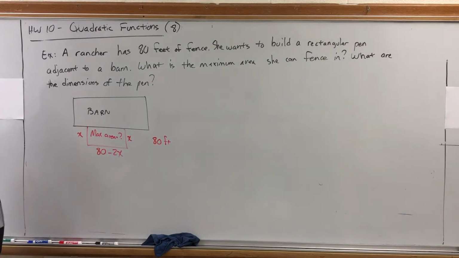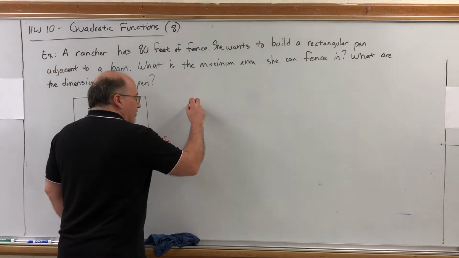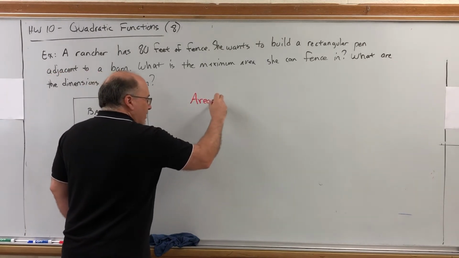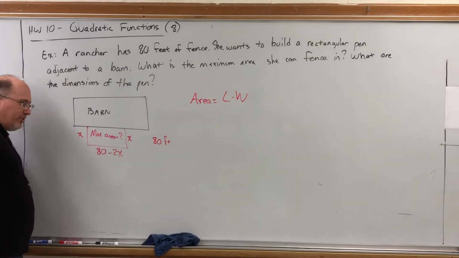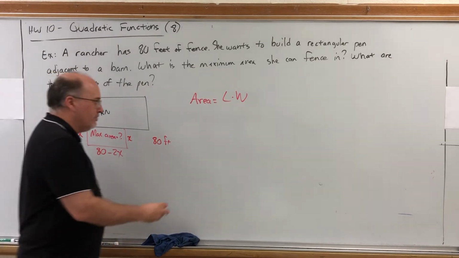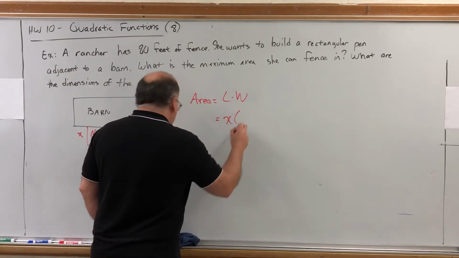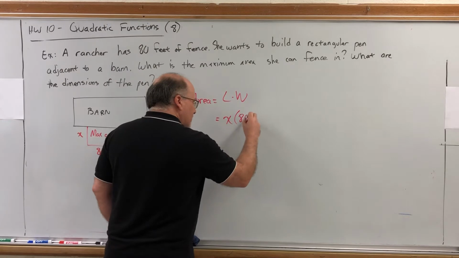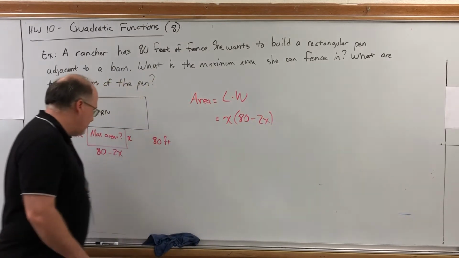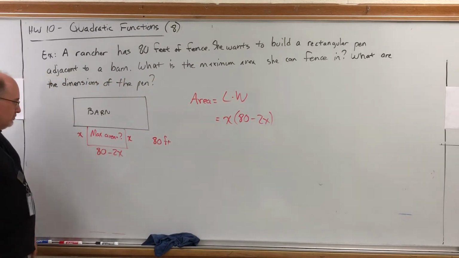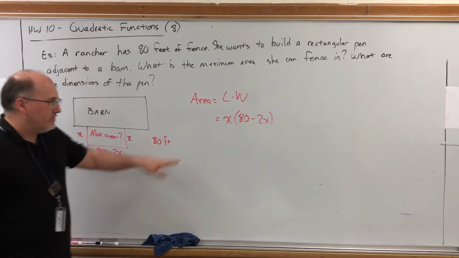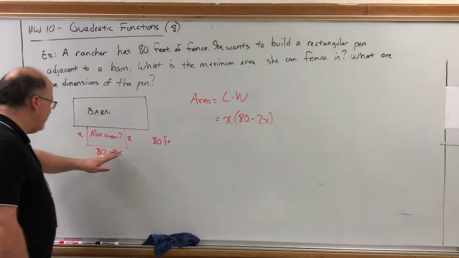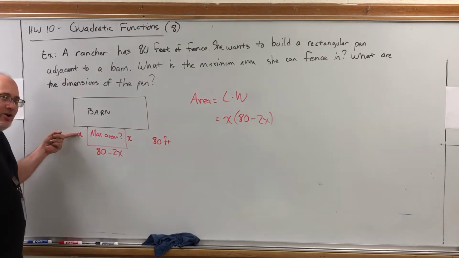But we want the maximum area, so we should probably write something to represent the area. Area is length times width. Which of these is the length, which is the width? It's a multiplication problem, it doesn't matter. So we can just say x times 80 minus 2x. If I call this the width, it doesn't matter which one I use, and then this one's the length. So this expression would give us the area in terms of what I decided this is called.